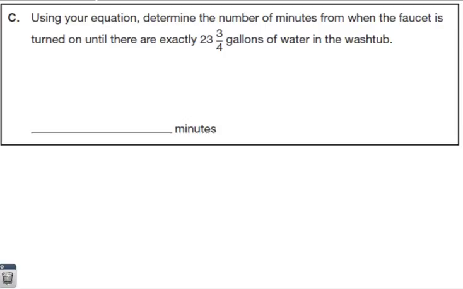Using your equation, determine the number... I don't know if they're trying to give you extra help. They're telling you, hey, use your equation. It's like extra help. I don't know. They think you're stupid or something. Determine the number of minutes from when the faucet is turned on until there are exactly 23 3/4 gallons of water. So the equation was, I'm just going to go down here.